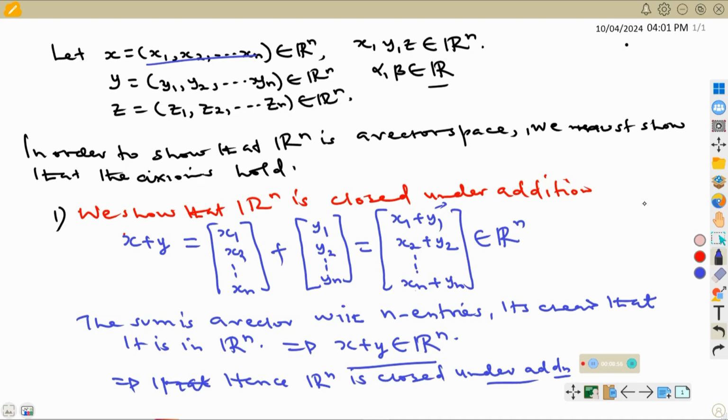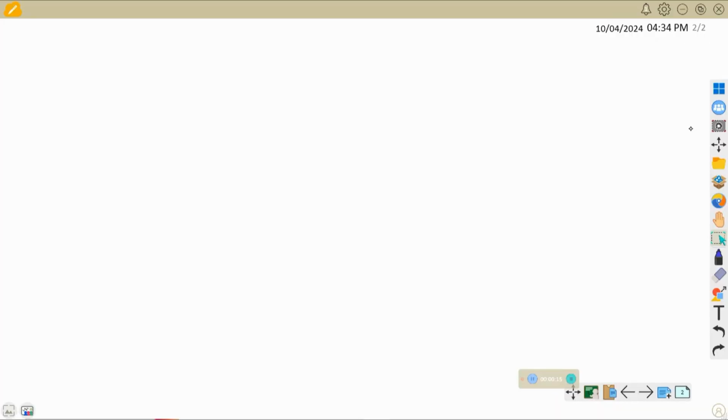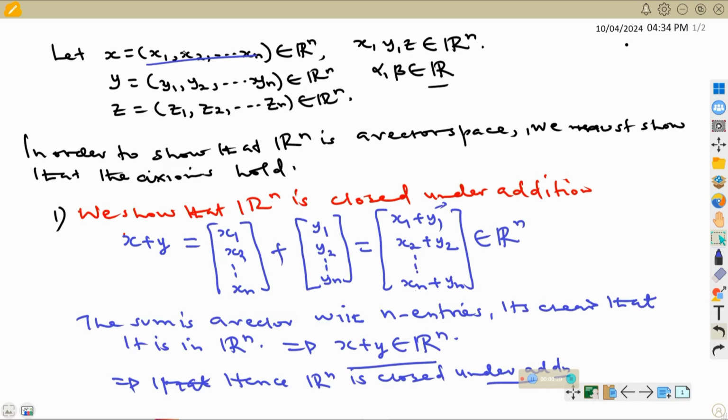We shall now come to axiom number 2. We now prove axiom number 2. That is, we need to show that u plus v is same as v plus u, or we need to talk about commutativity under addition. So remember, for us we are dealing with x, y, and z. These are our vectors from R to power n, and they are defined as this: x1 up to xn, y1 up to yn, z1 up to zn.